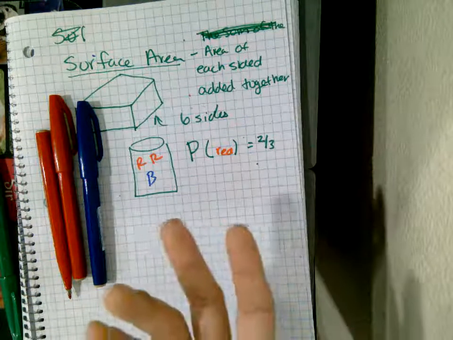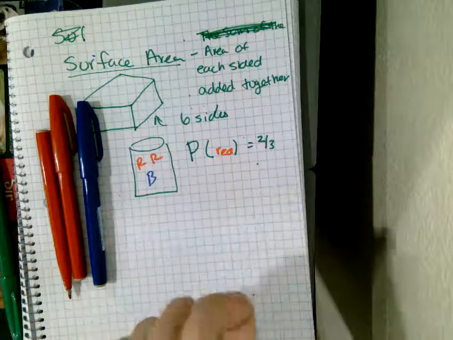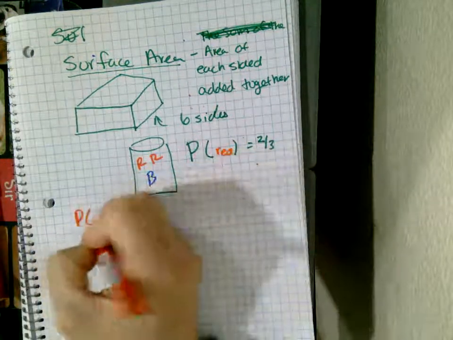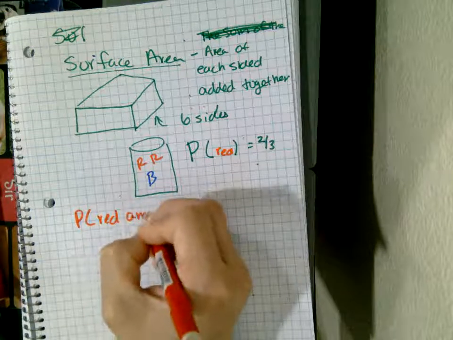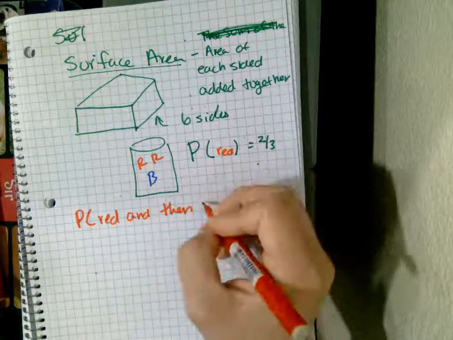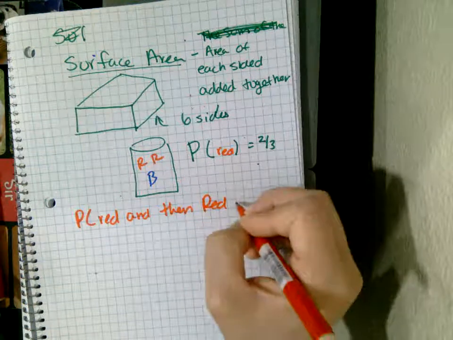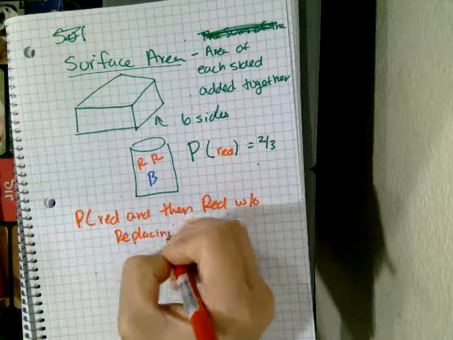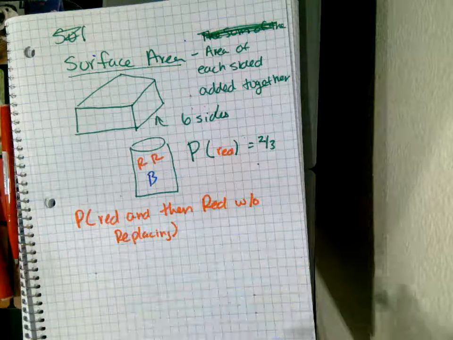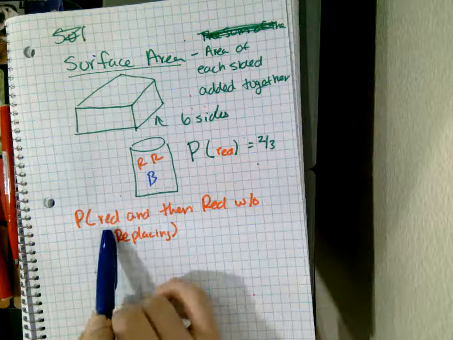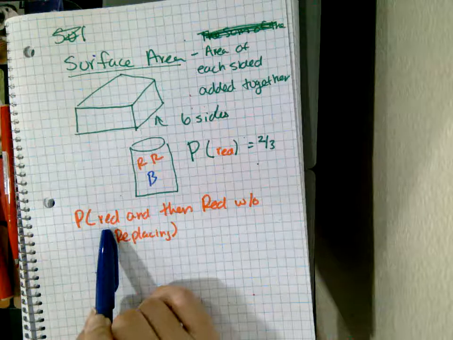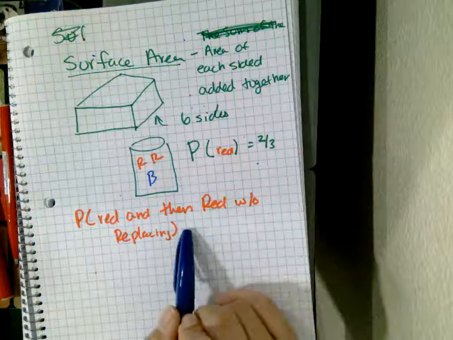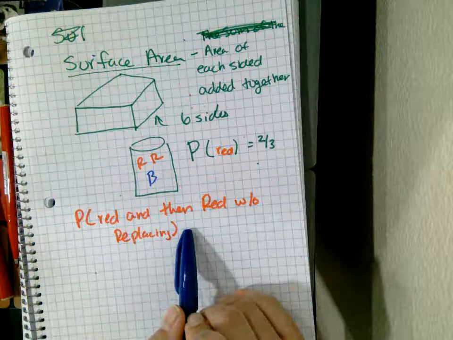Then it gets kind of harder. What's the probability of red and then red without replacing? So what's the probability of getting red on the first draw and then red on the second draw without replacing? Yes, Jocelyn, I remember too.